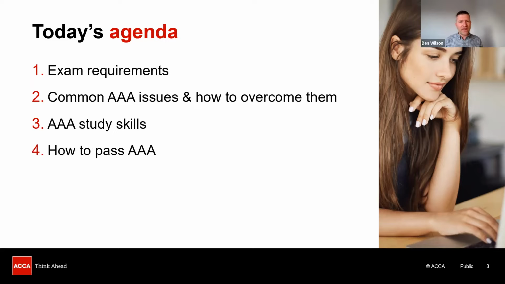Then my top tips on how to pass this really difficult paper. And the pass rate, let's be honest, the pass rate for AAA is really low. It's often one of the lowest at the strategic professional level. Last sitting in December 21, it was 34%. Sitting before, 32%. It's really challenging.